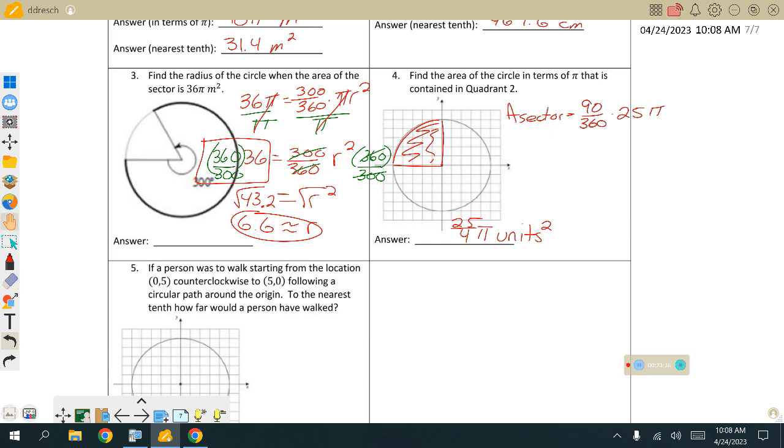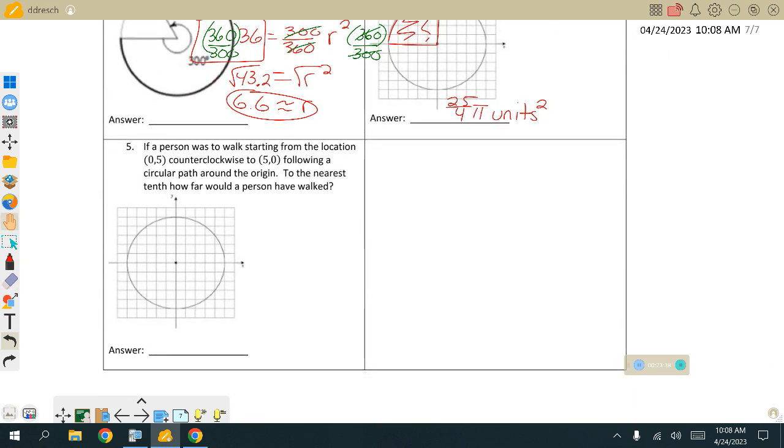Last one, read through number 5. Same deal, read through number 5 there. Think about what it's asking you to do.